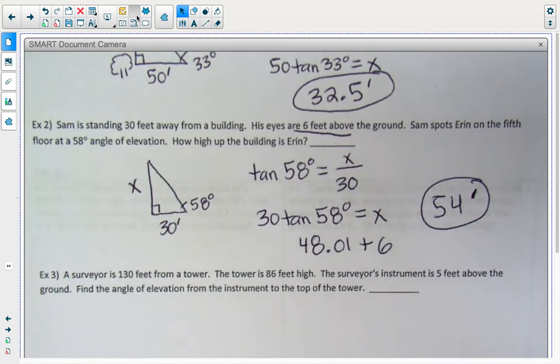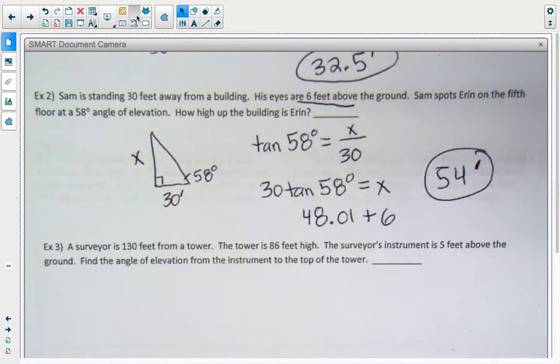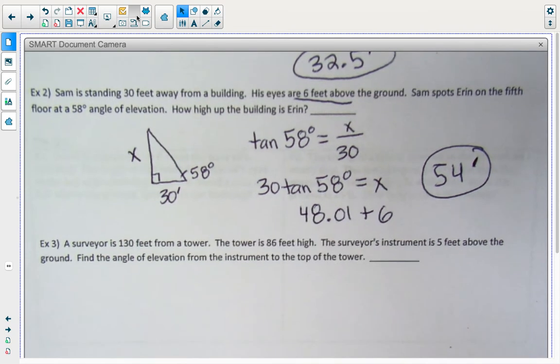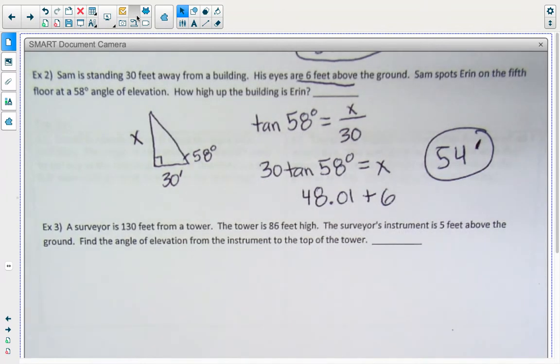Okay, we'll try 2 more. On number 3 down at the bottom there, a surveyor is 130 feet from a tower. The tower is 86 feet high. The surveyor's instrument is 5 feet above the ground. Find the angle of elevation from the instrument to the top of the tower. Again, a picture is going to be our best friend when we're doing these. And we know we're working with right triangles because SOHCAHTOA only works in right triangles.